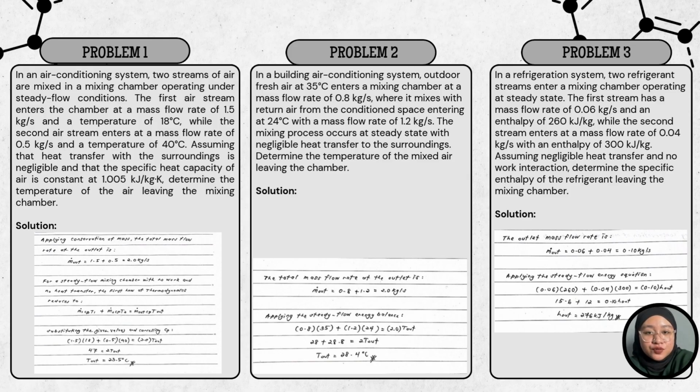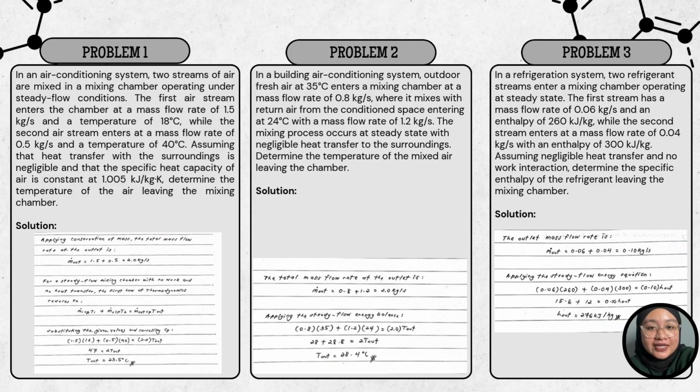Next, problem 2 follows a similar logic but looks at a building's fresh air intake mixing with return air. Outdoor air 0.8 kg per second at 35 degrees Celsius, return air 1.2 kg per second at 24 degrees Celsius. So the solution is, our total mass flow is 2.0 kg per second. By applying the steady flow energy balance, we calculate the weighted average of the temperatures. The result is a comfortable 28.4 degrees Celsius leaving the chamber.